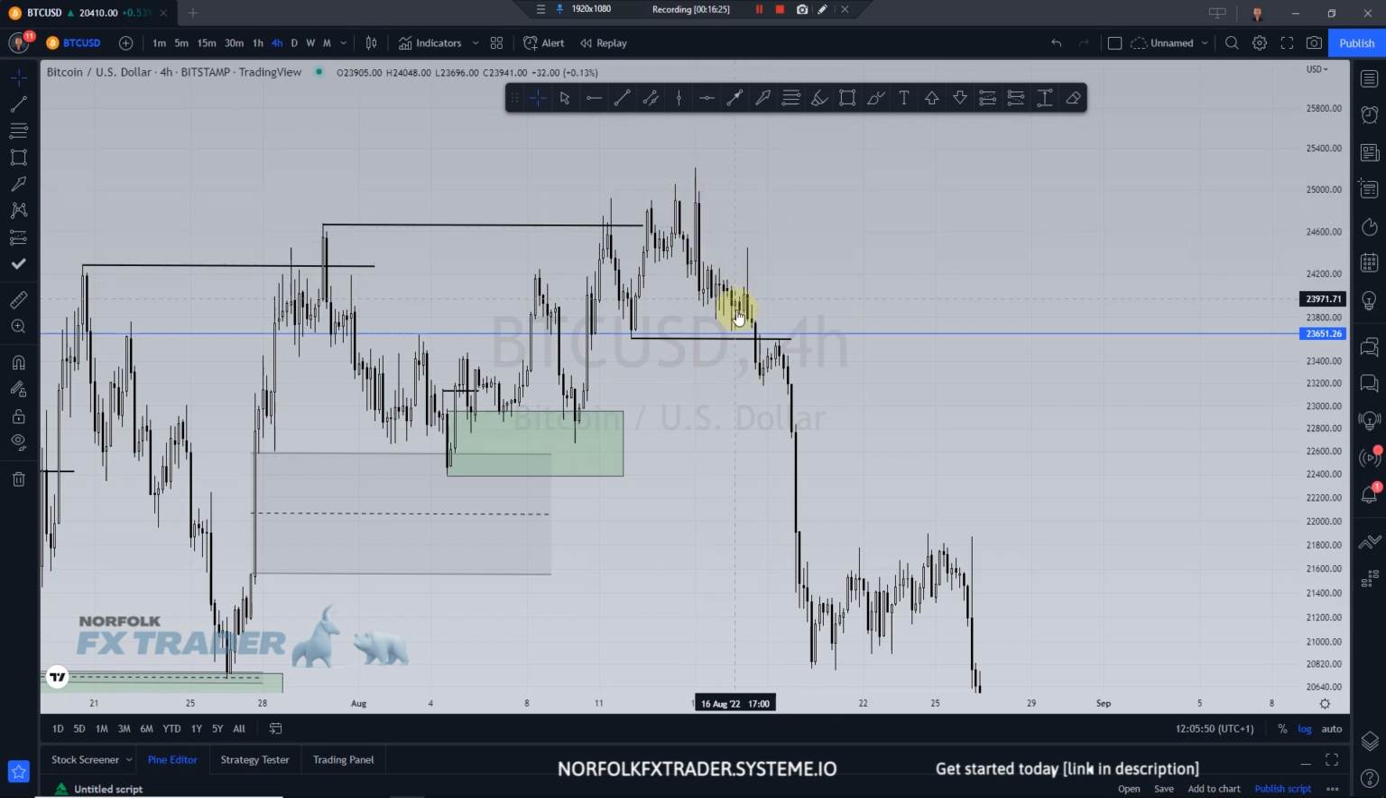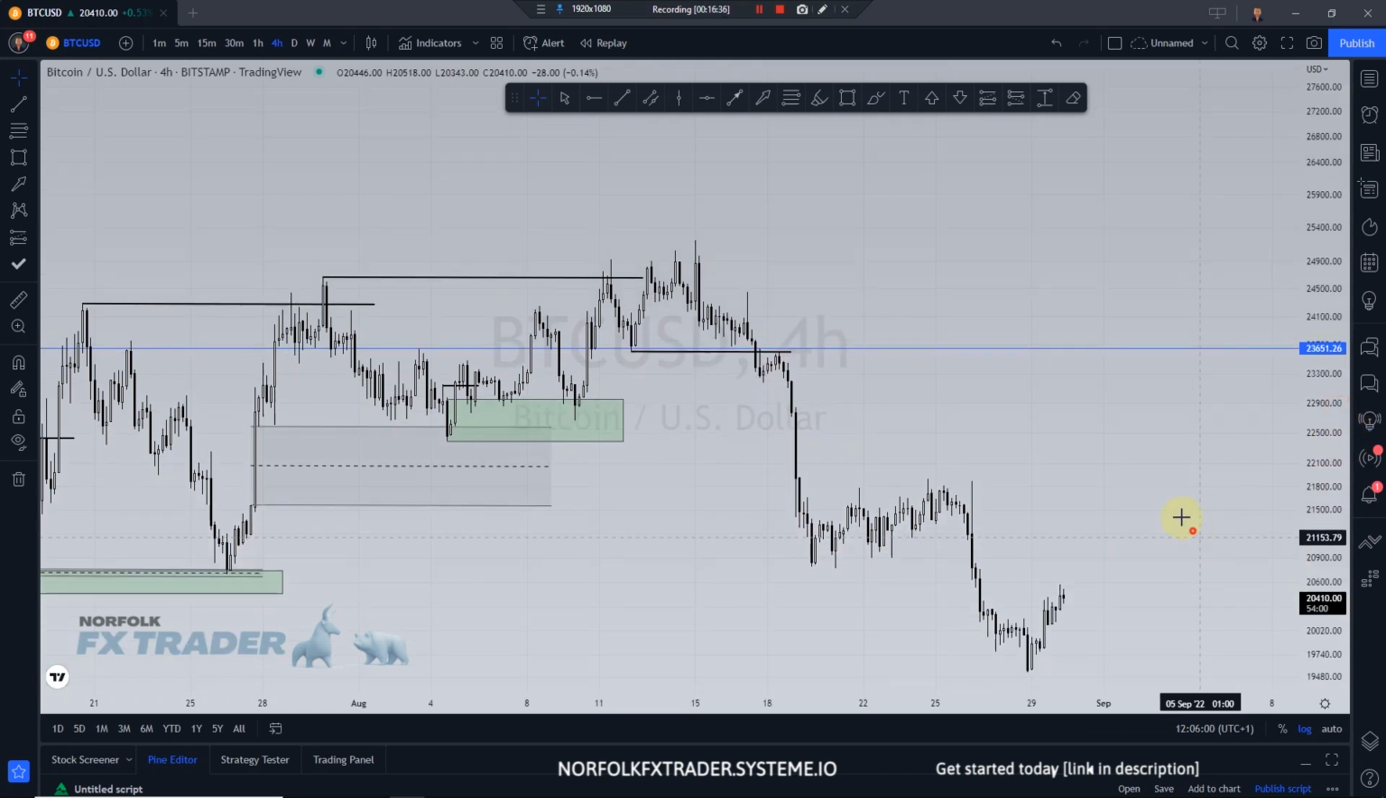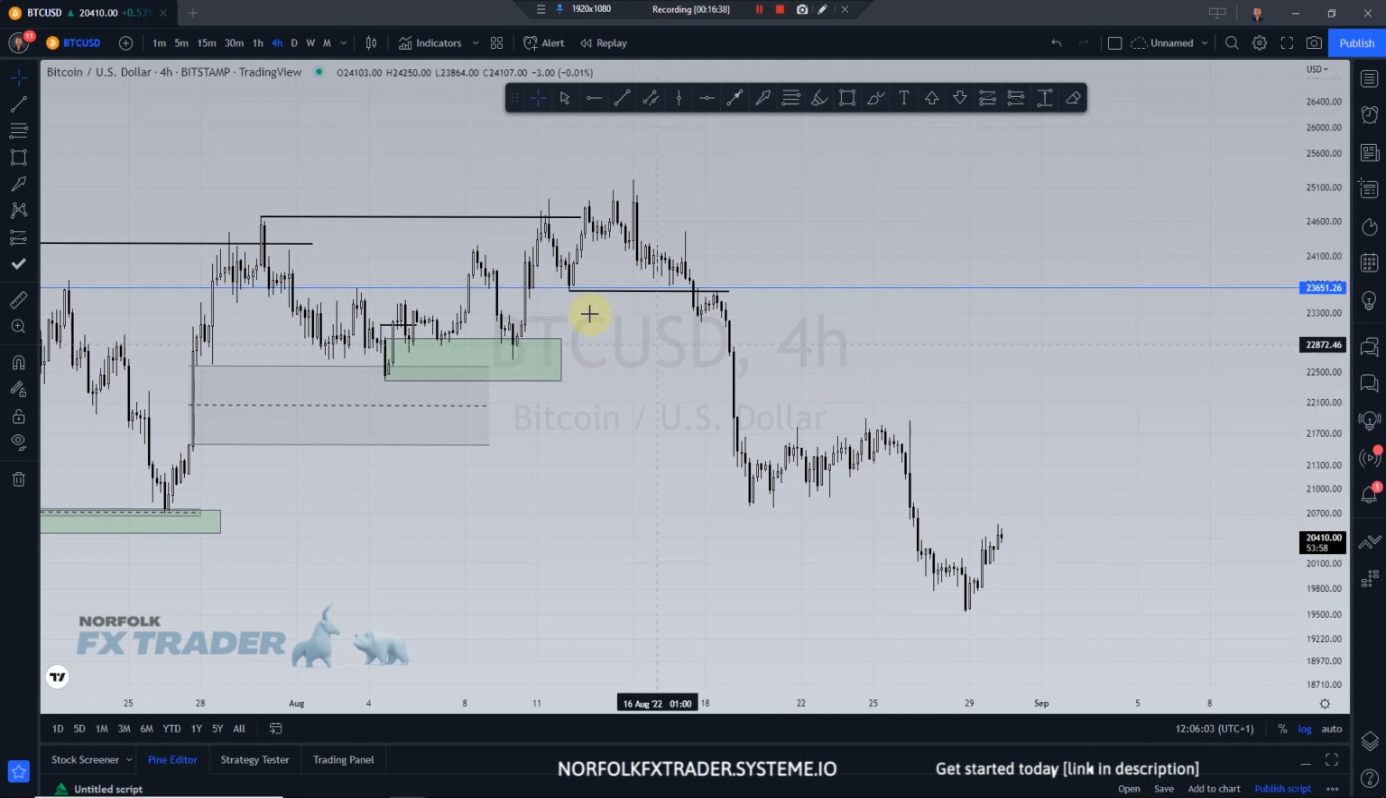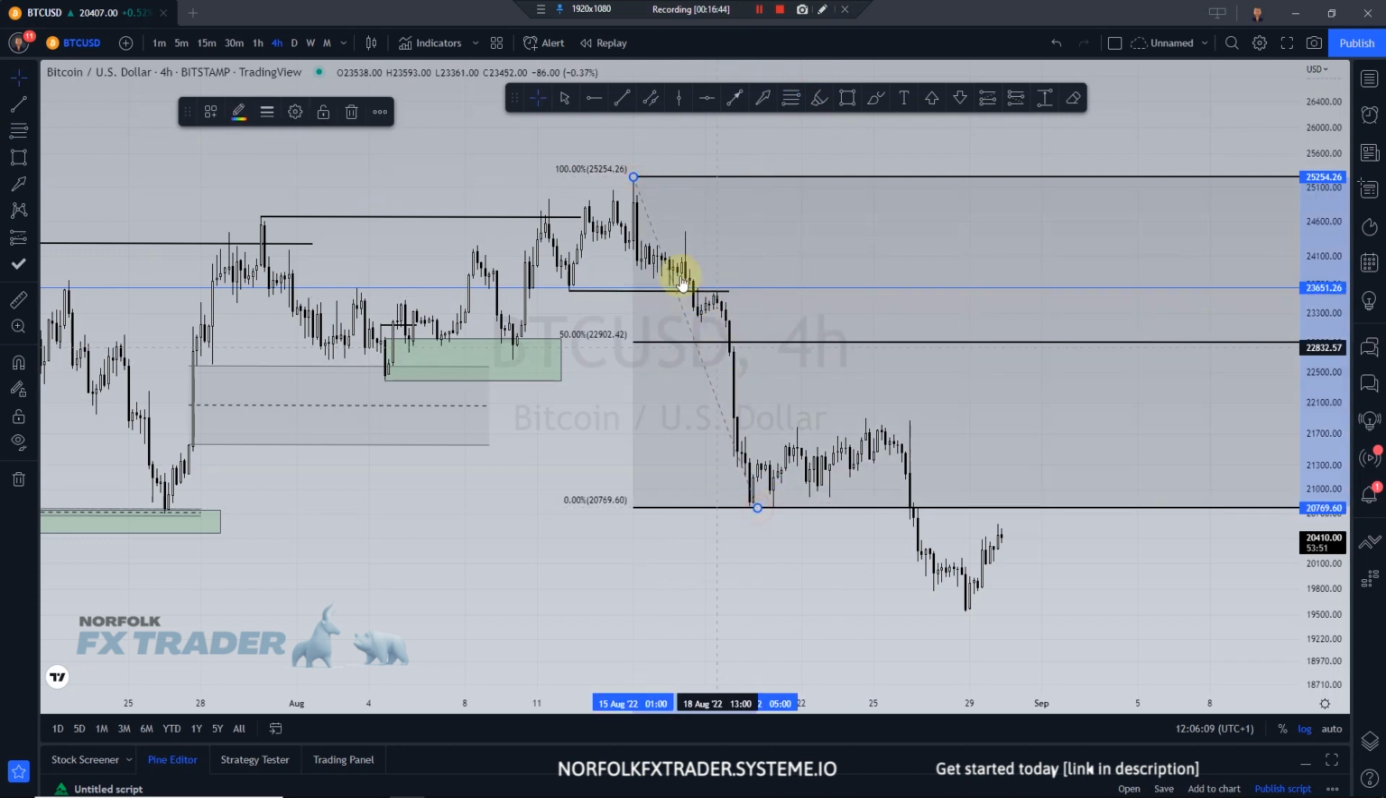Now that change of character is going to happen on the break of this structure here. This is where we see the market come down, breaking through on this bearish candle. We come back, retest it from below, and we fall away. So that is reading the swings here on that time frame of the 4 hour. This is now your current 4 hour range.